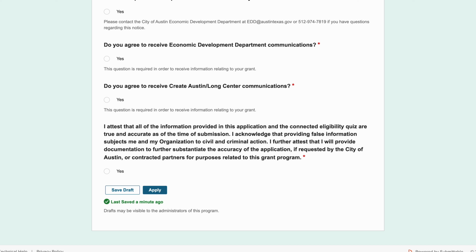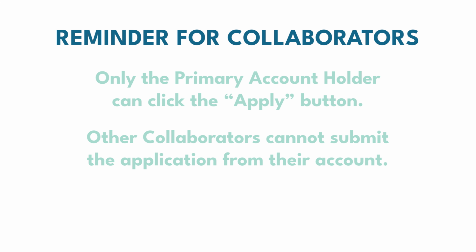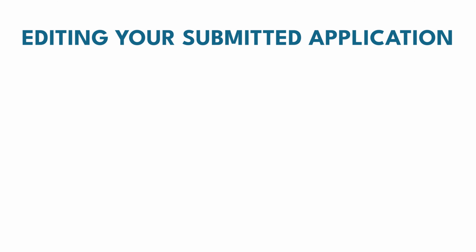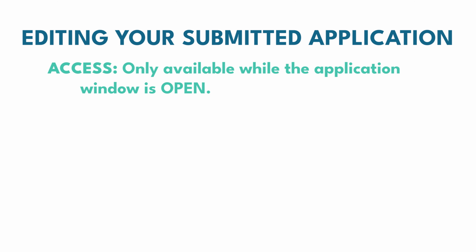Once you have completed your application and double-checked it for accuracy, click Apply. If working with collaborators, remember that only the primary account holder will be able to click the Apply button. Collaborators will not be able to submit the application from their account. It's important to note that while the application window is open, you can make edits to your submitted applications by filing a request to edit.